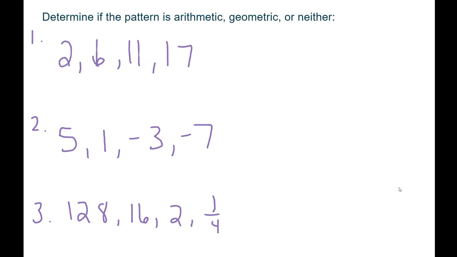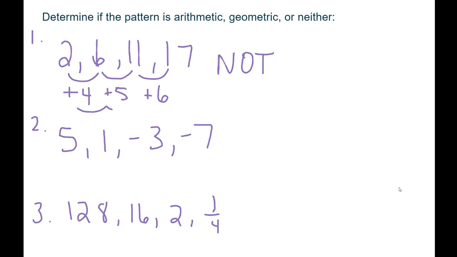So again, looking at this first one, we're looking to see what's happening. Well, it looks like addition, but here we're adding 4, here we're adding 5, and here we're adding 6. So even though I could technically find a pattern, this is not arithmetic because it's not constant. Remember, it would have to be +4, +4, +4, and it's not. So this would actually be neither.